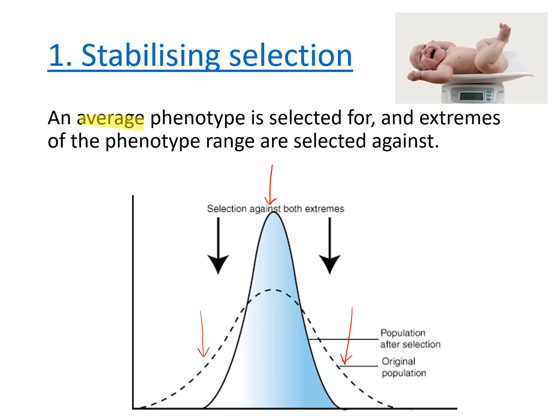Babies with a medium weight are going to be much more likely to survive, because the ones with low weight are going to lose heat really quickly or get sick from infection. Whereas ones with high birth weight, that's going to be difficult for the mother to deliver. So we select this medium weight through stabilising selection.